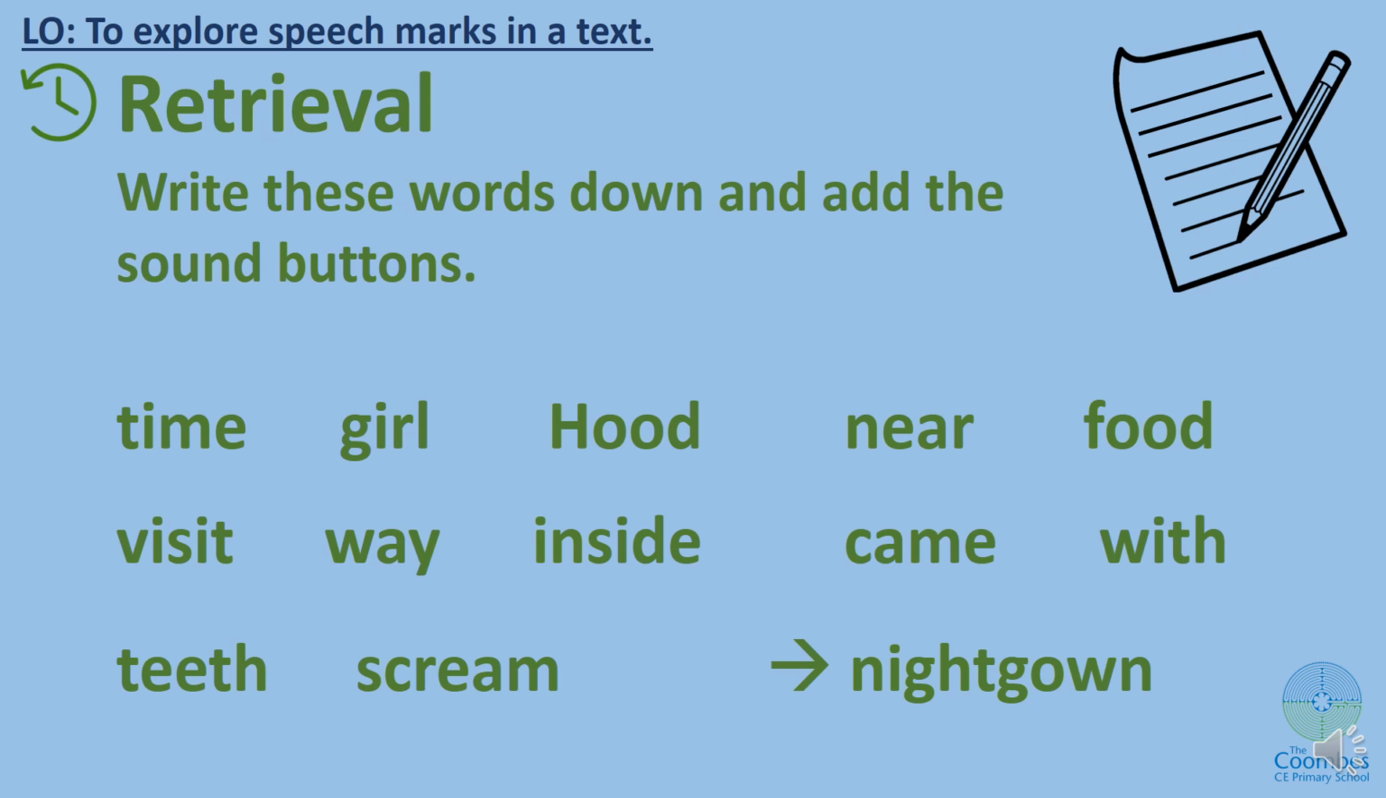So the first word is t, i, time. The second word is g, l, girl. What you need to do is write down the rest of the words that are on the board with the sound buttons, and when you're ready, go on the next slide for the answers.